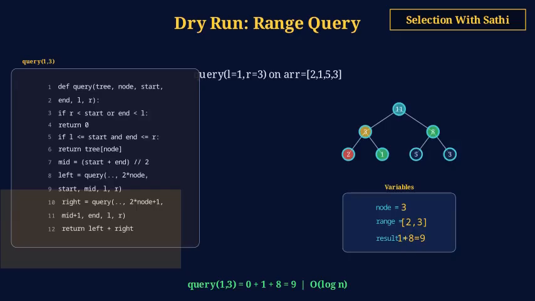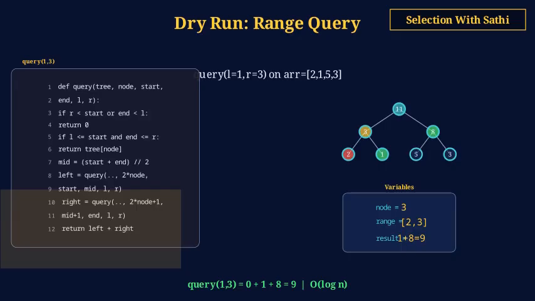Right child covers 3 to 5. Partial overlap. Recurse. Node 3 to 4, total overlap. Return 16, which is 7 plus 9. Node 5 to 5, no overlap since 5 is greater than query right 4. Return 0. Merge, 0 plus 8 plus 16 plus 0 equals 24.